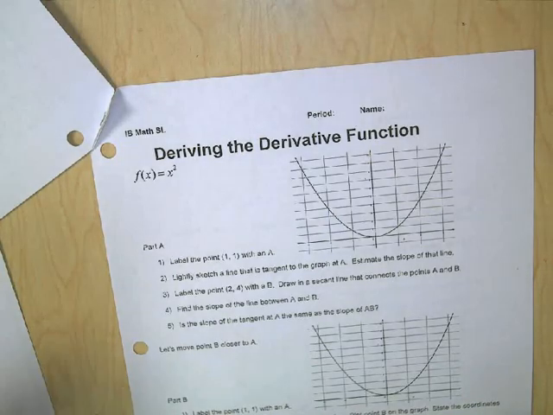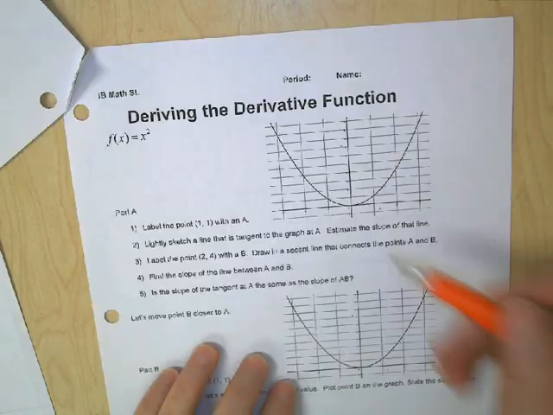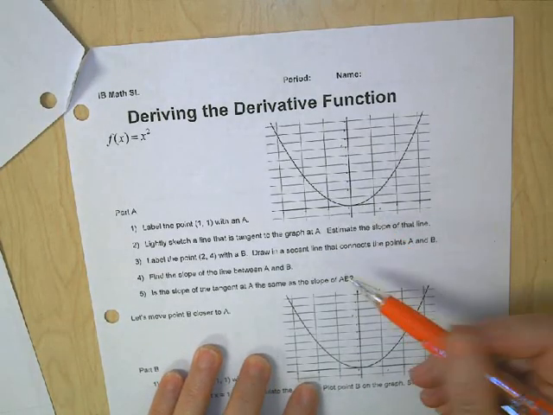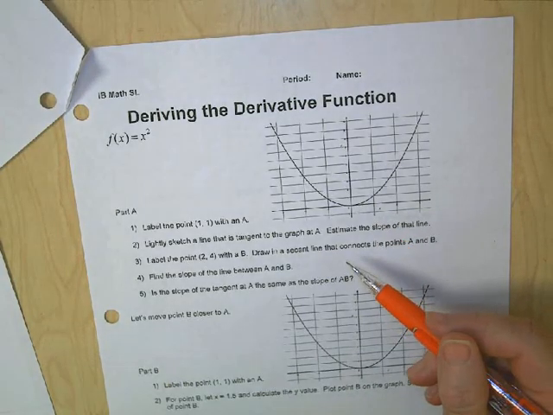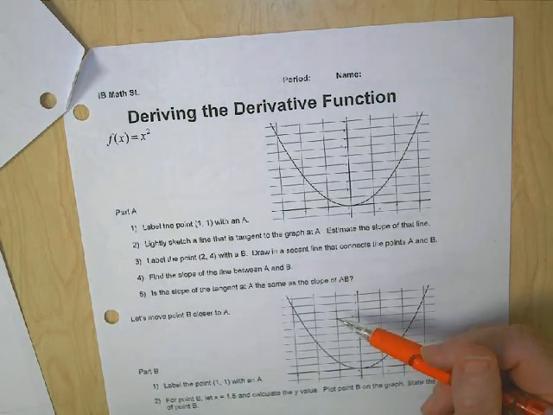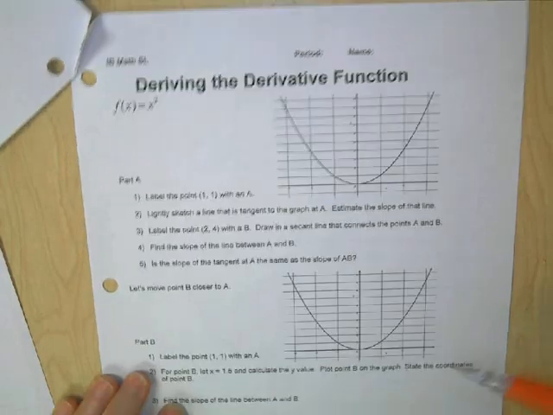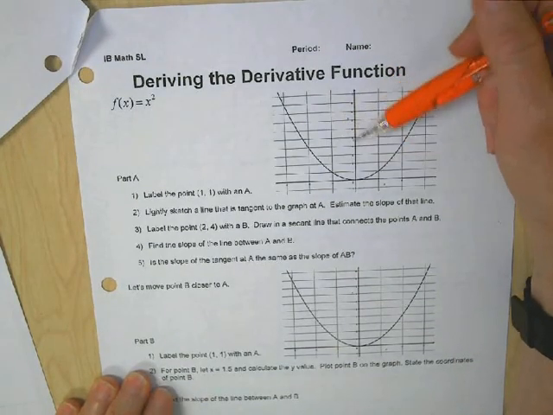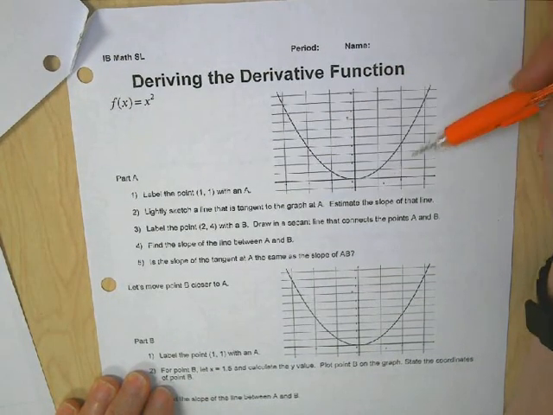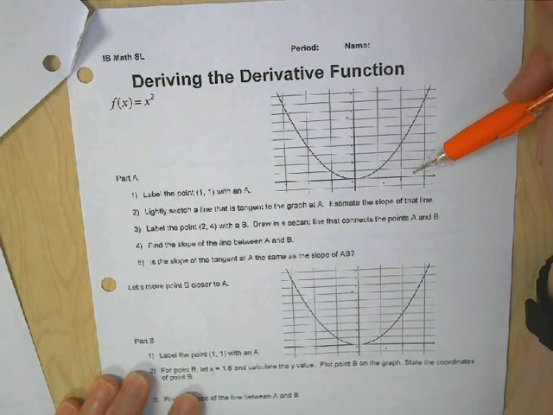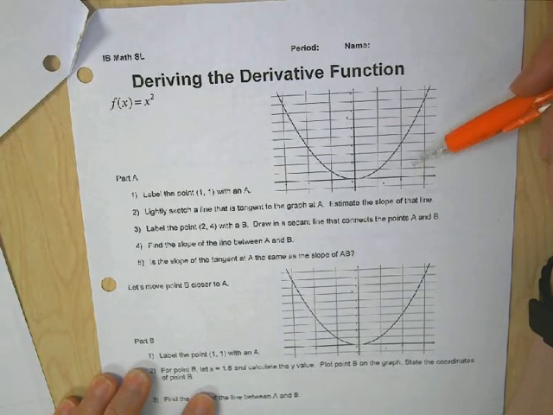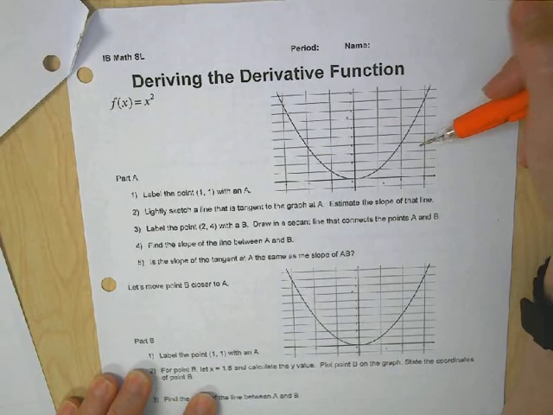Okay, so in class today, we worked on deriving the derivative function, and not everybody got all the way through it. So I wanted to help you with the consolidating of your understanding on this. So the first parts, you had to plot a point A and a point B, and you had to figure out what was the slope of a line connecting A to B. And we were comparing it to the tangent slope.